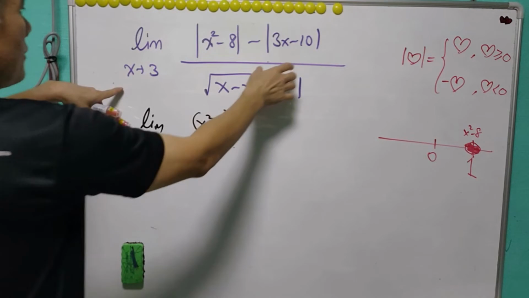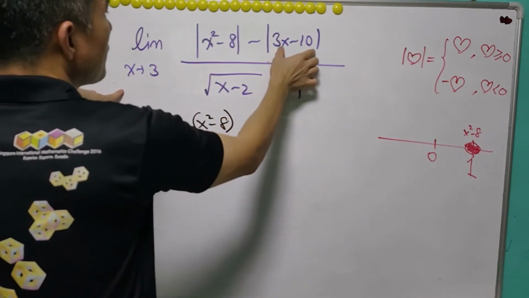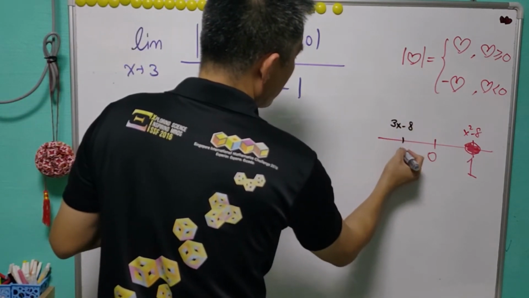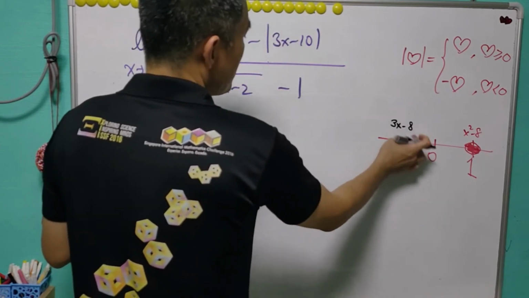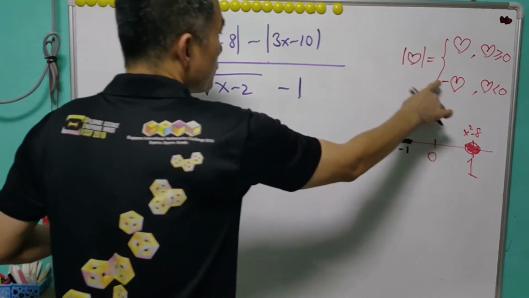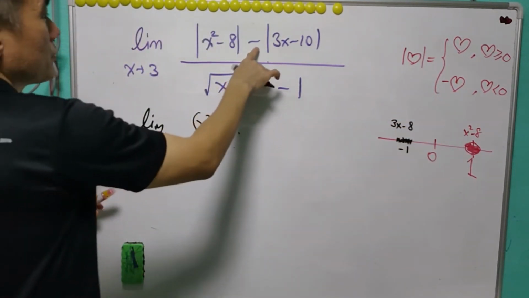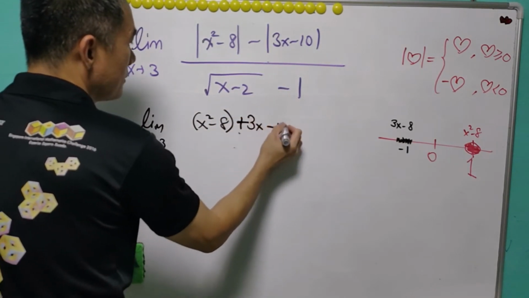However, for 3x minus 10, when x tends to 3, this tends to negative 1. So for 3x minus 10, you will tend to -1. You will be somewhere here, and you'll see that it is always a negative value. So it should be equal to the negative of the original expression. So it will become plus 3x minus 10.